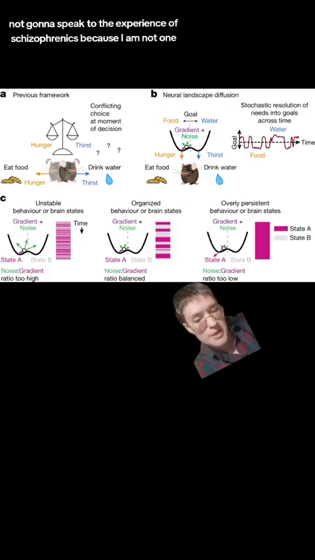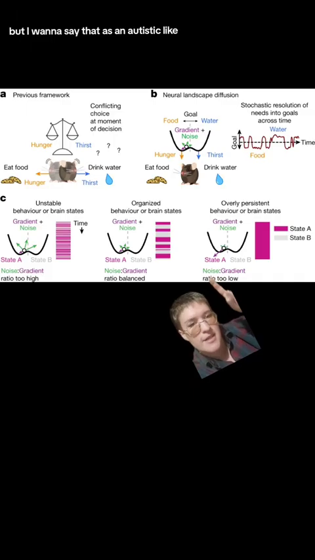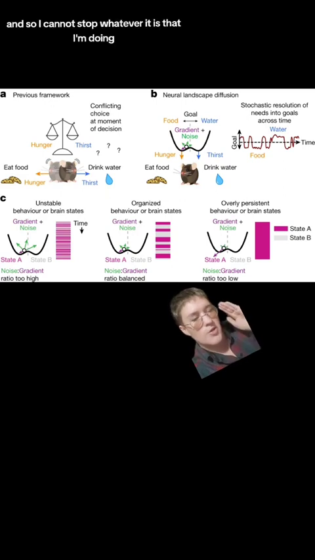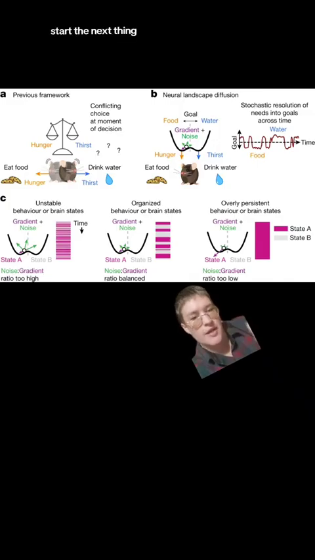I'm not going to speak to the experience of schizophrenics because I am not one, but I want to say that as an autistic person, this makes a lot of sense to me. What I usually feel like is that my energy gets stuck in a certain mode. And so I cannot stop whatever it is that I'm doing, and I can't start the next thing.